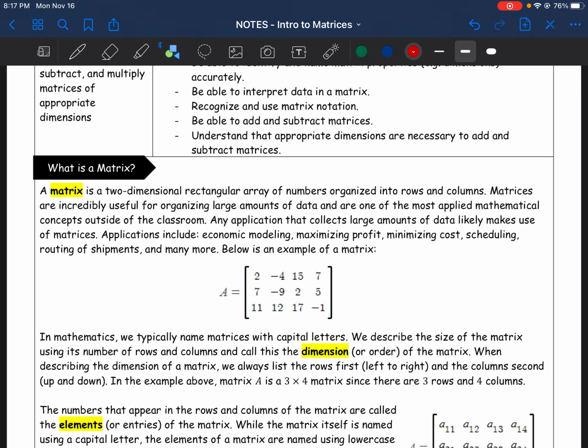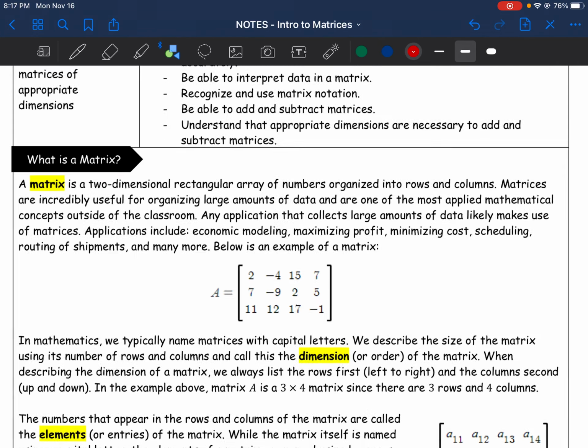Matrices are incredibly useful for organizing large amounts of data and are one of the most applied mathematical concepts outside of the classroom. Any application that collects large amounts of data likely makes use of matrices. Applications include economic modeling, maximizing profit, minimizing cost, scheduling, routing of shipments, and many more applications. Here's an example of what a matrix looks like.